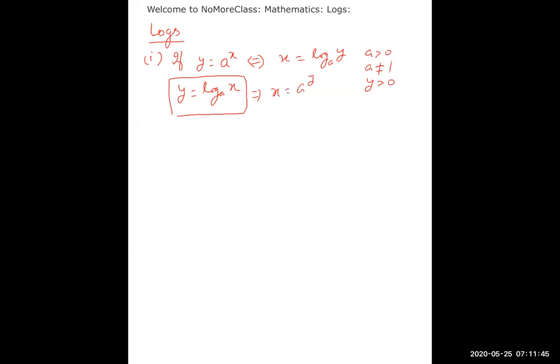Here the input is y. Here input is x. That means logs are defined for positive numbers only. So the basic condition will be x must be greater than 0, a must be greater than 0, a cannot be equal to 1. This is my log function. This you have to remember.